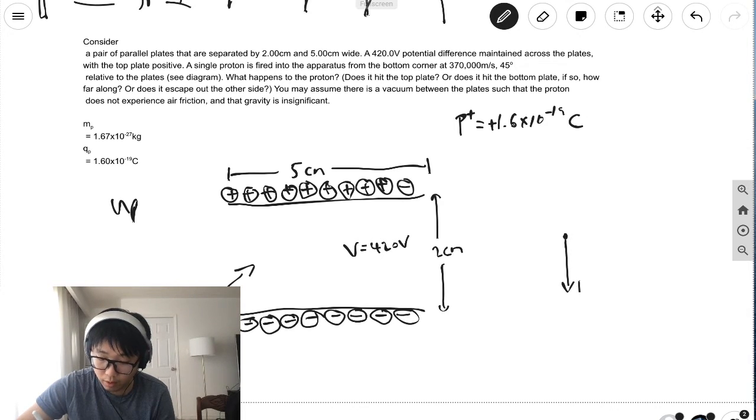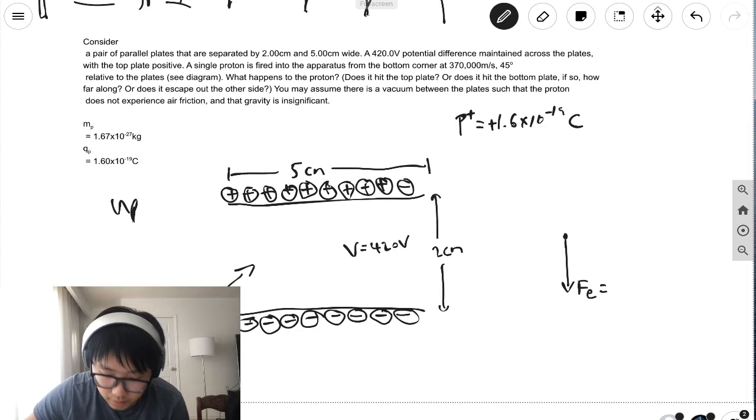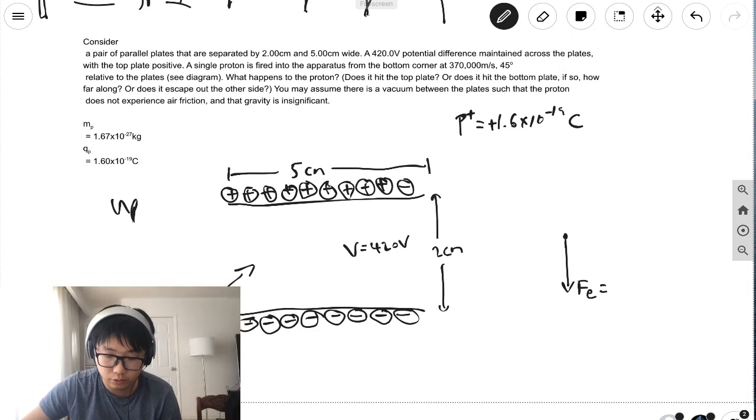We have Fe, the electric force. We can figure out what that is. And that's pretty much it, right? That's the only force acting on it. So let's figure out what that force actually is. How do we find a force given its electric field? Actually, we don't have an electric field yet. We have to calculate that. Given the voltage between the two plates, what's the electric field?